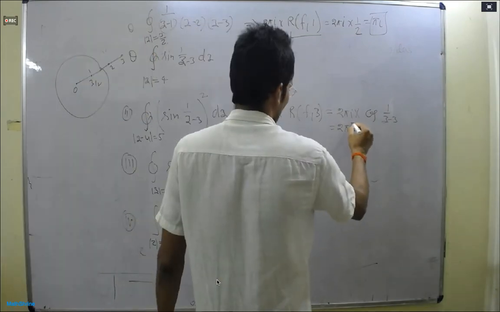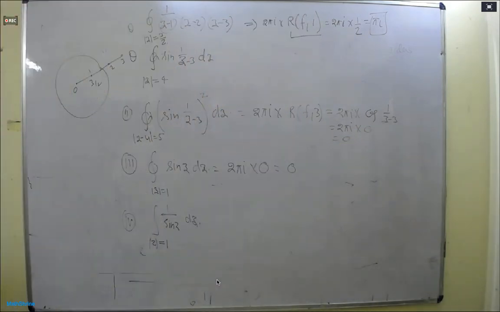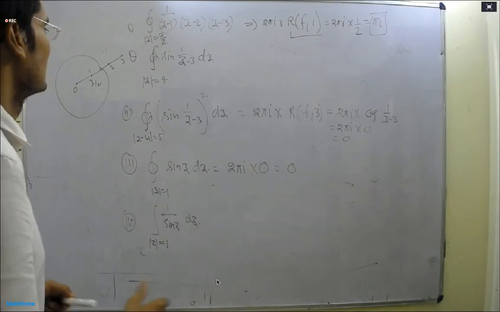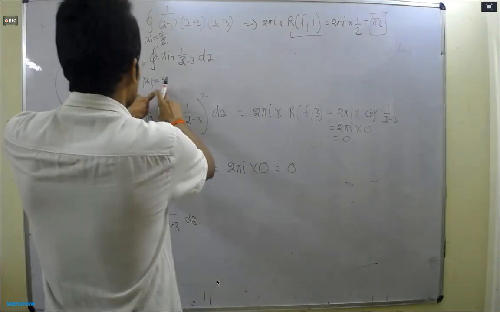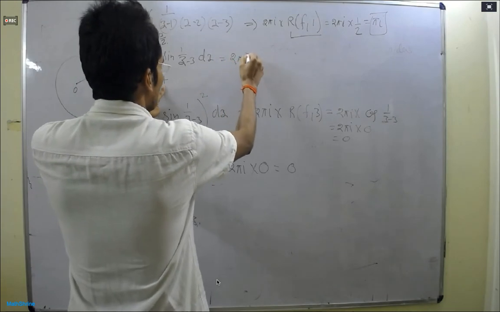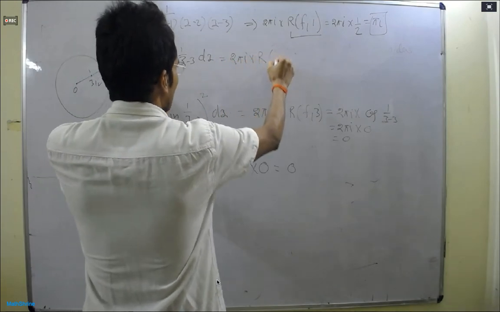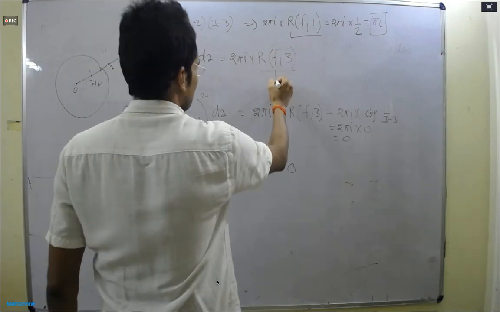All right. So here the region is 4. This point is given, 3. So this will come out 2 pi iota into the residue of the function at 3. We can calculate, the number will come 1. So this is equal to 2 pi iota into 1. So the answer will be 2 pi iota.